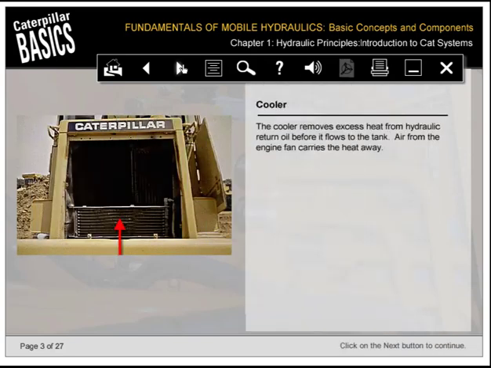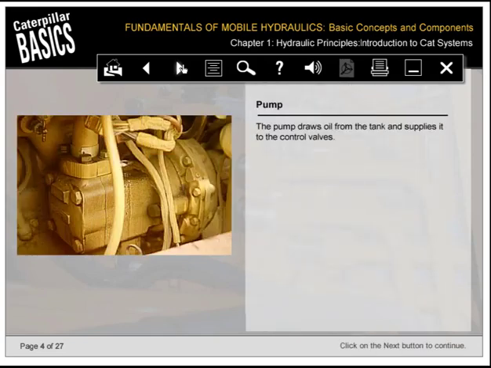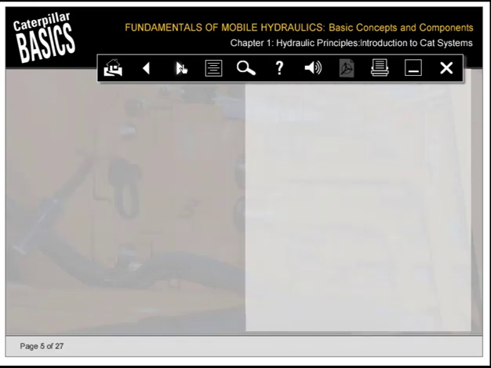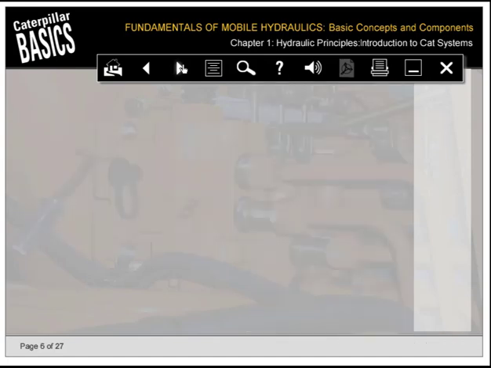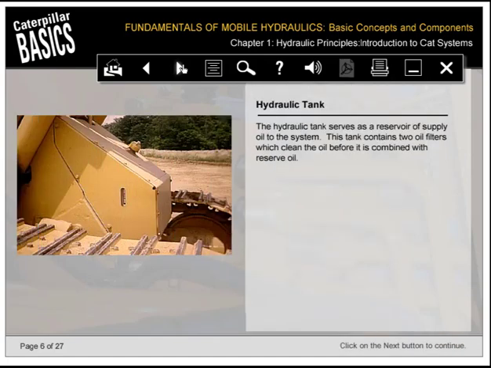The cooler removes excess heat from hydraulic return oil before it flows to the tank. Air from the engine fan carries the heat away. The pump draws oil from the tank and supplies it to the control valves. The lift cylinders receive oil from the lift control valve to raise and lower the bucket. The hydraulic tank serves as a reservoir of supply oil to the system.